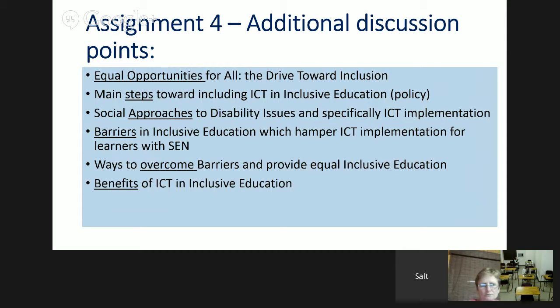And then also look at the benefits. How would it benefit education in general, and specifically children with learning disabilities? How would you cater for those children in your classroom?